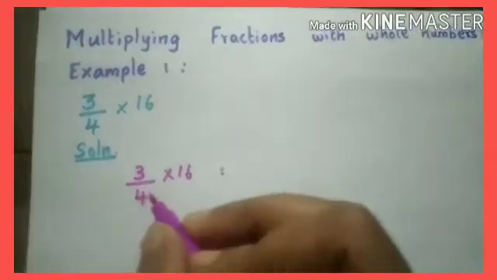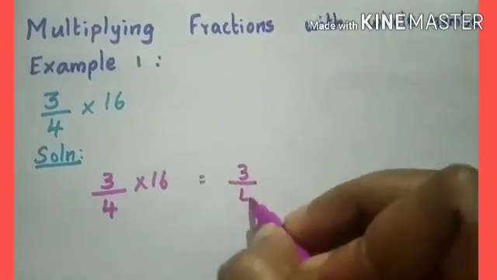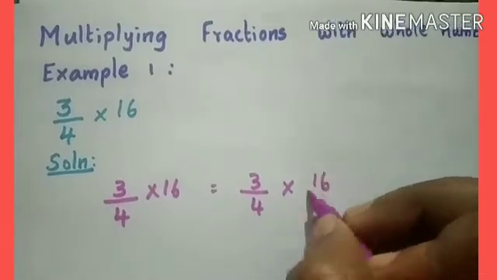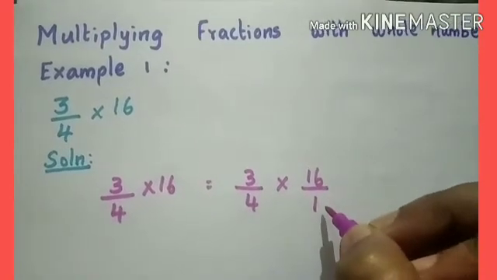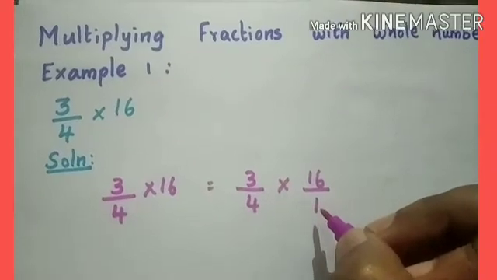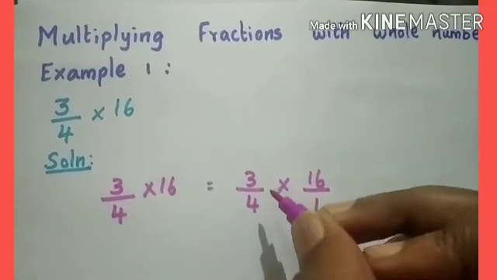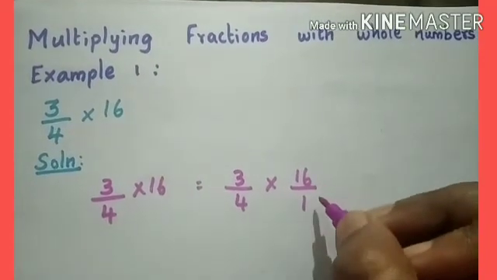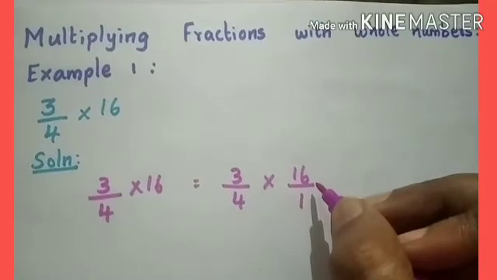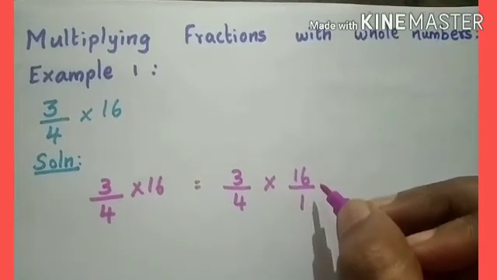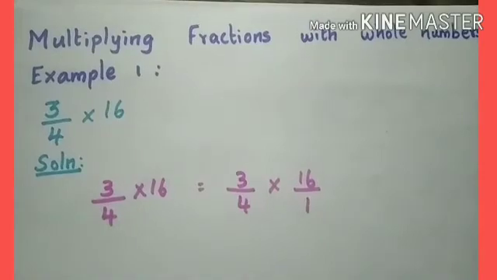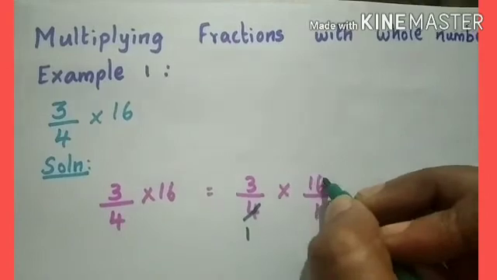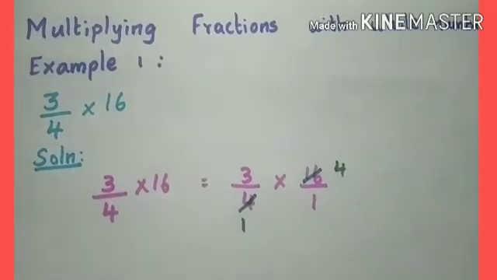First write the number 16 in fraction form. That is 16 by 1. Now we write 3 by 4 into 16 by 1. Let's check the common factors in the numerator and denominator. In this sum, 4 and 16 have the common factor which is 4. So divide the numerator and denominator by the common factor. That is 4 ones are 4, 4 fours are 16.